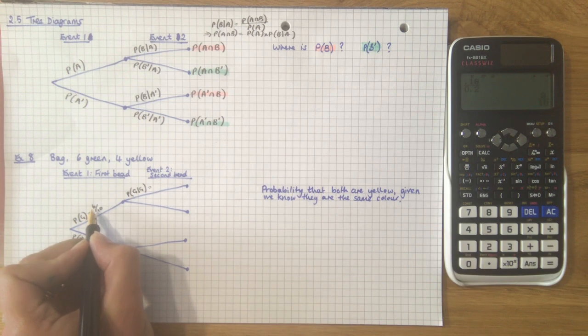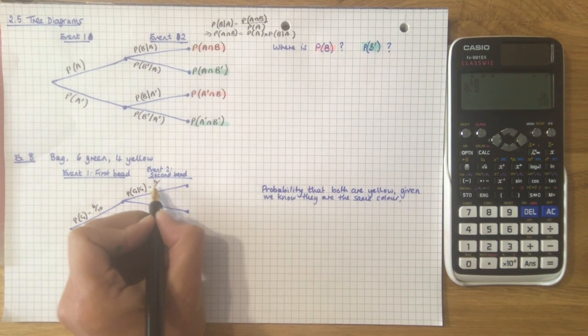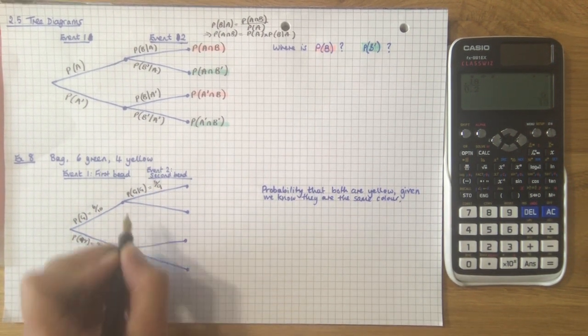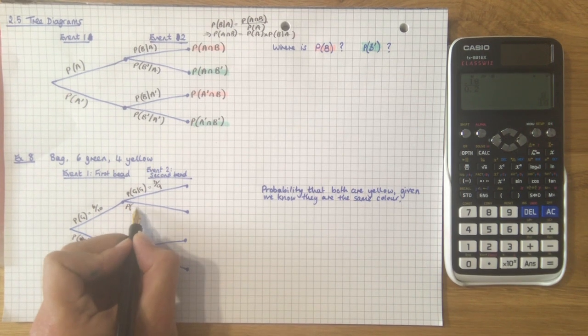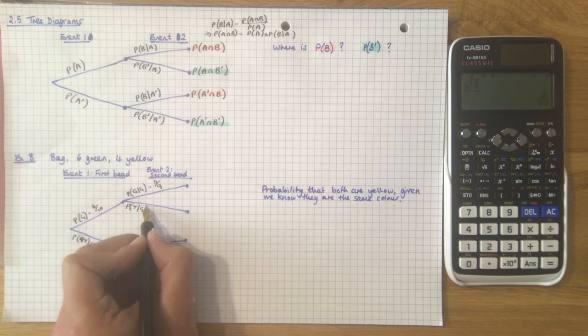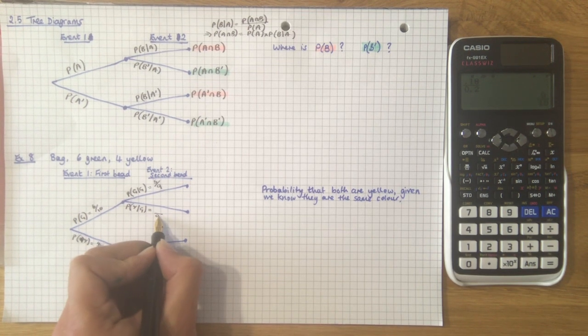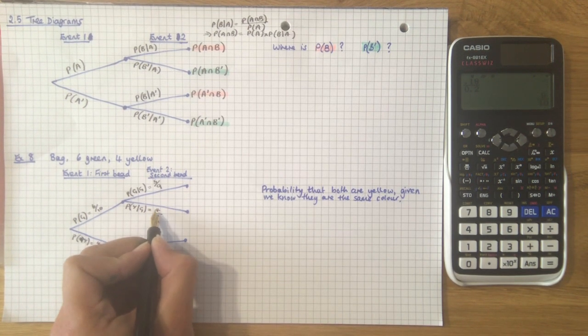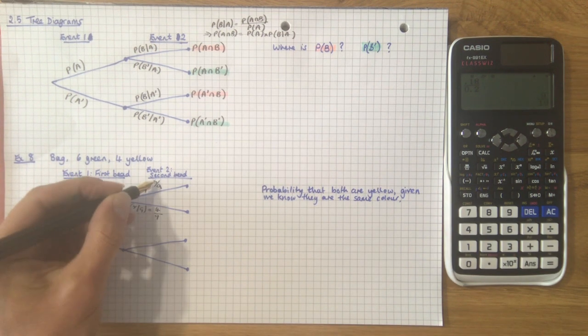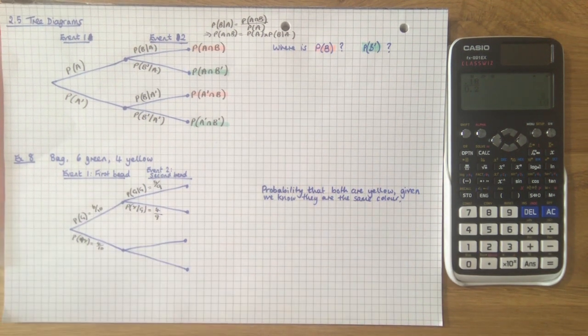Well, there are now only 5 green beads left and there are only 9 in total. This branch says, what's the probability that, given the first was green, the second is yellow? So we know there are 9 beads, but there are still 4 yellows. And note that this pair of branches adds up to 1, as it should do.